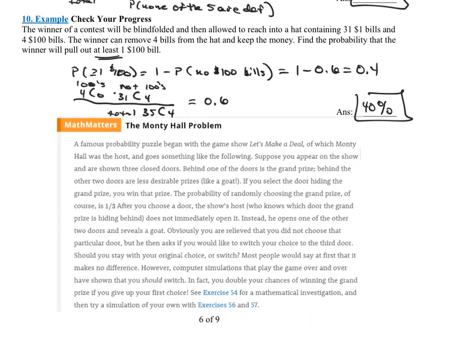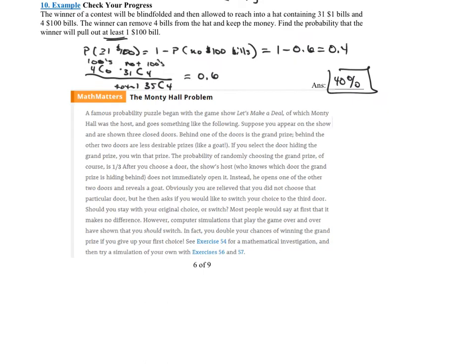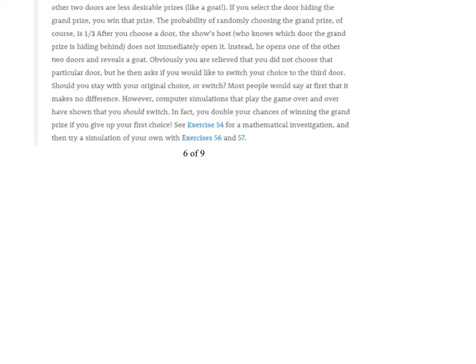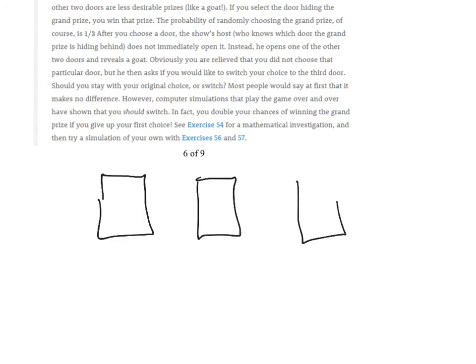All right, so let's look at this next one. What's the Monty Hall problem? The Monty Hall problem is not on the test, but it's very, very interesting, and I want you guys to understand this. It happens all the time, or it used to happen on a game show all the time. And in this game show, there'd be 3 doors.